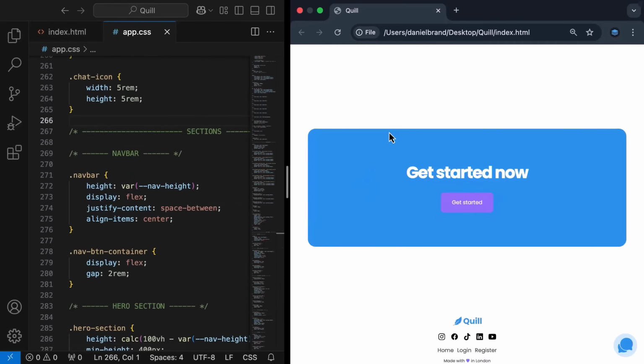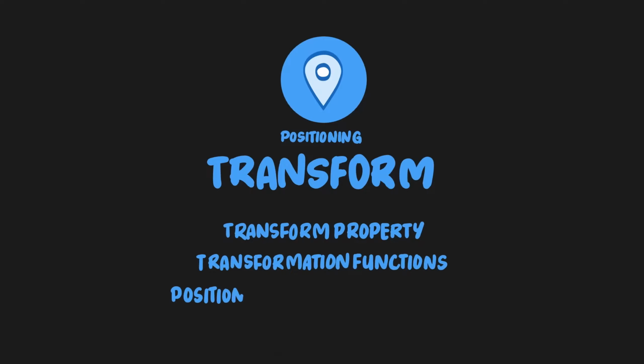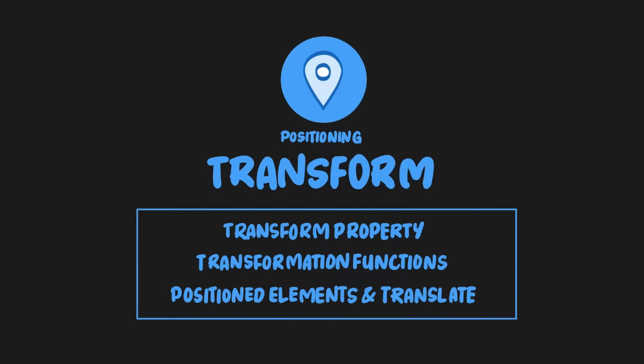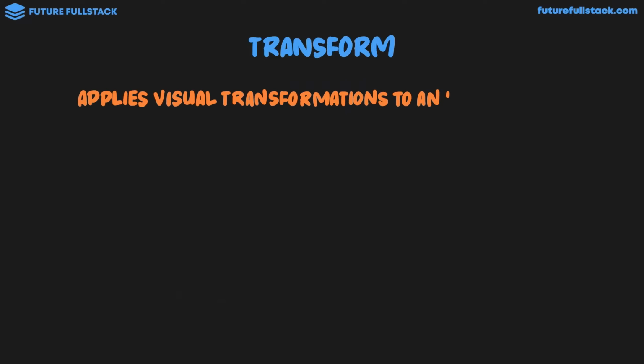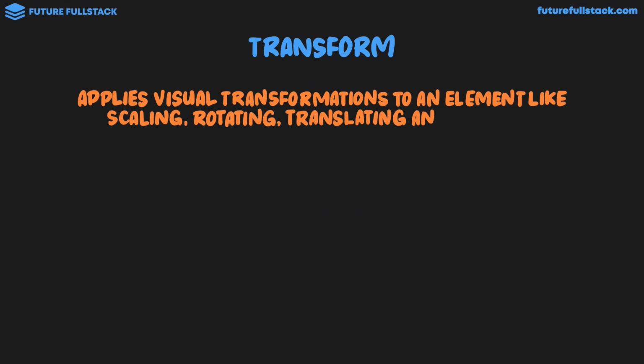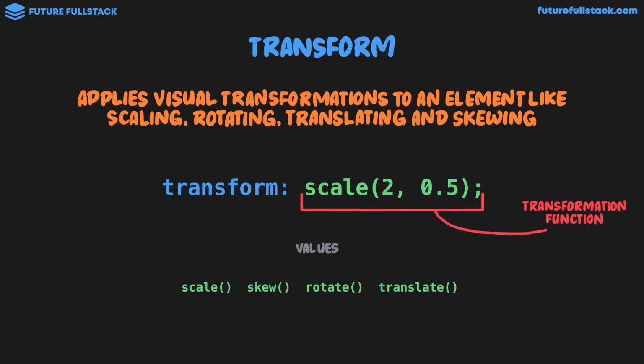In the final chapter, we'll dive into applying rotations, scaling, and other visual effects to elements using transform. We'll be discussing the transform property, transformation functions, and positioned elements and translate. So what is transform? Transform applies visual transformations to an element like scaling, rotating, translating, and skewing. In CSS, it looks like this, where transform is the property name, with the value being a transformation function. In this case, it's a scale transform function. The different values can be scale, skew, rotate, and translate.